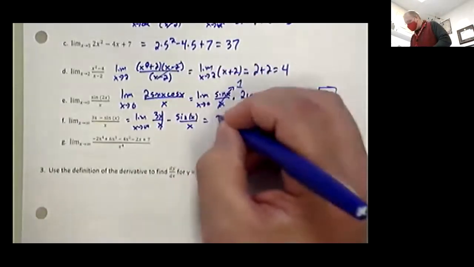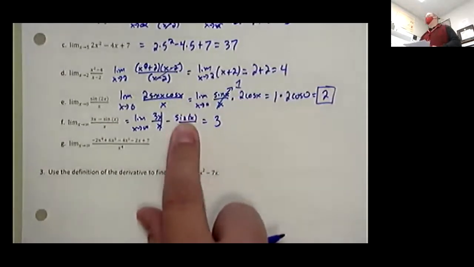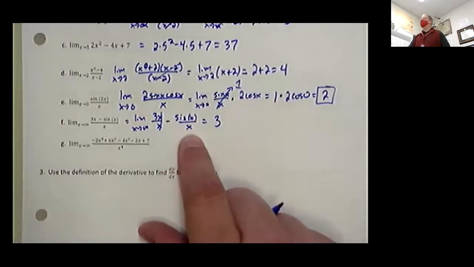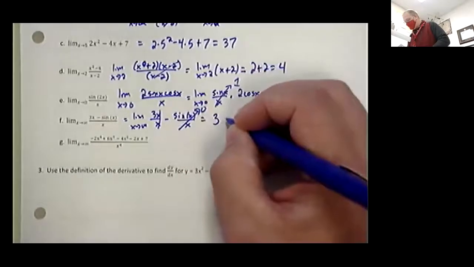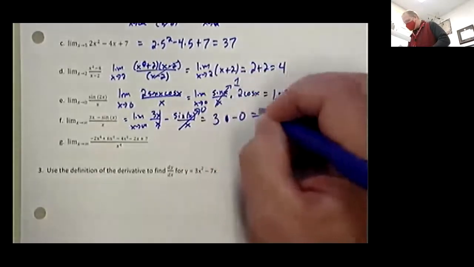What's going to happen? Well, the x's cancel. That leaves us with a 3. And then we're going to recognize that sine is always between 0 and 1. But as x gets really, really big, what does this fraction do? Goes to 0. So this is 3 minus 0, which is 3.